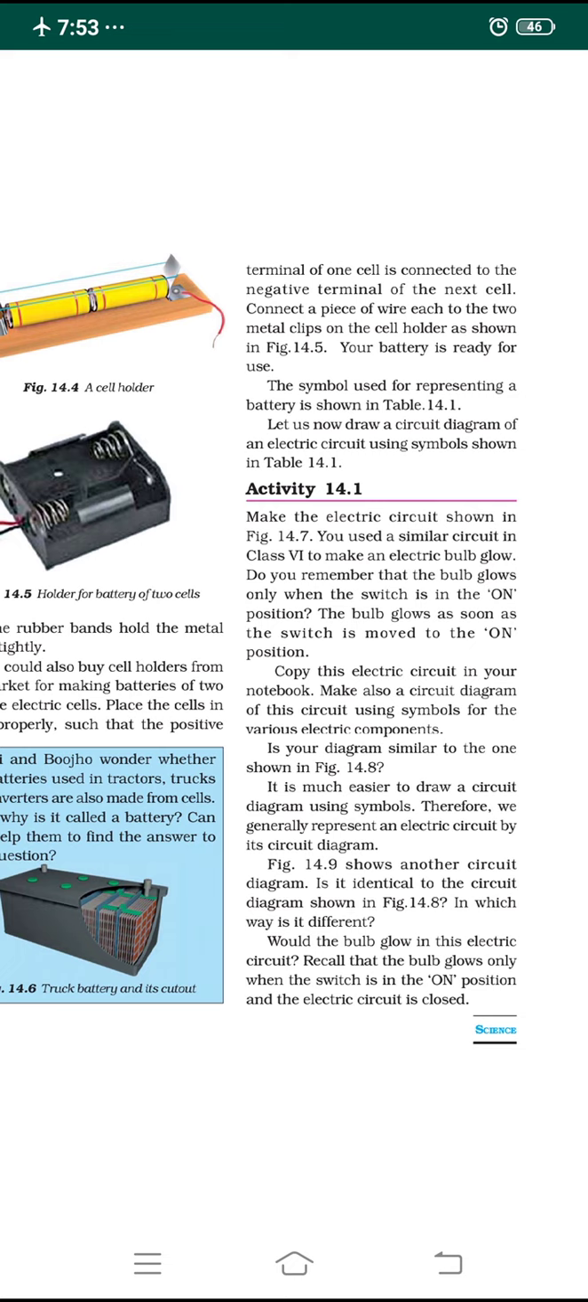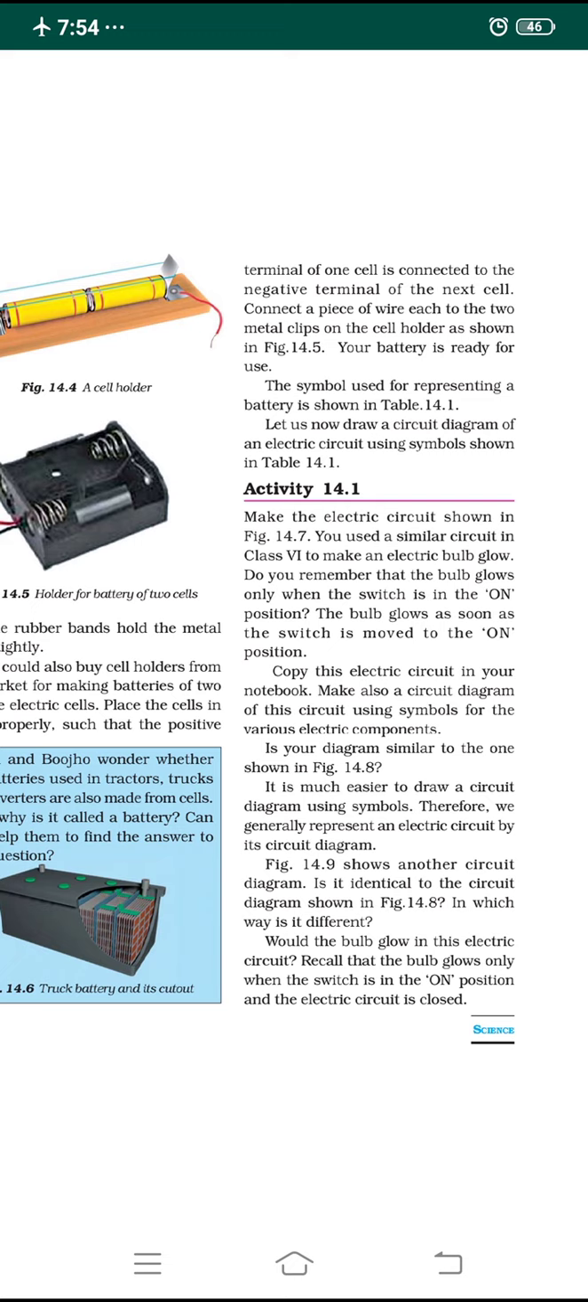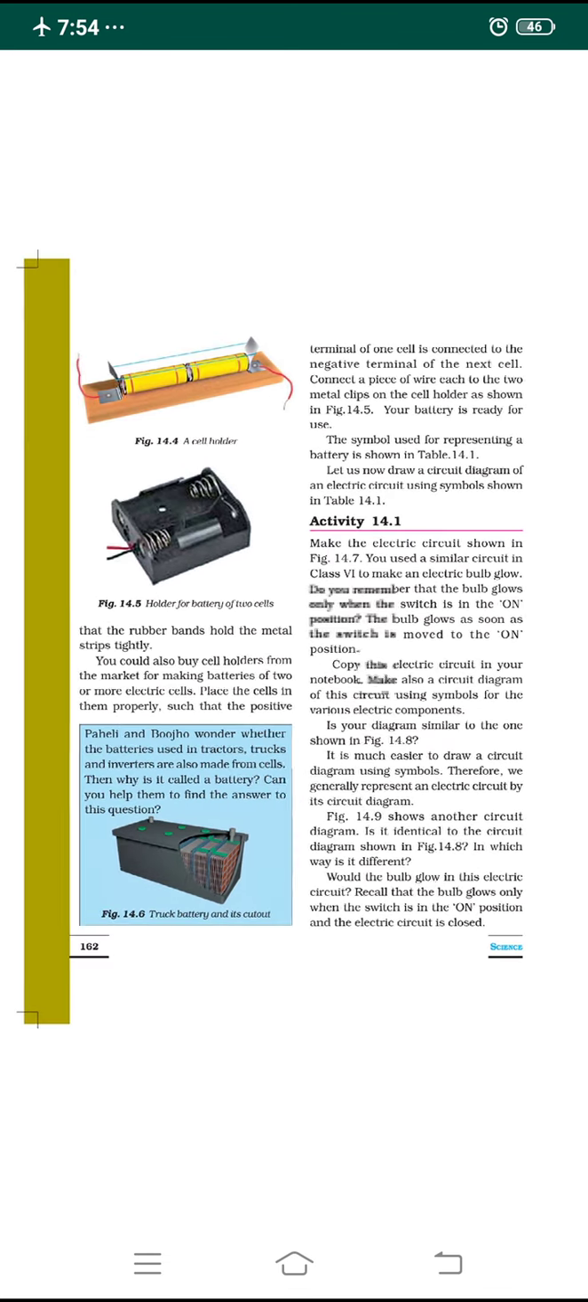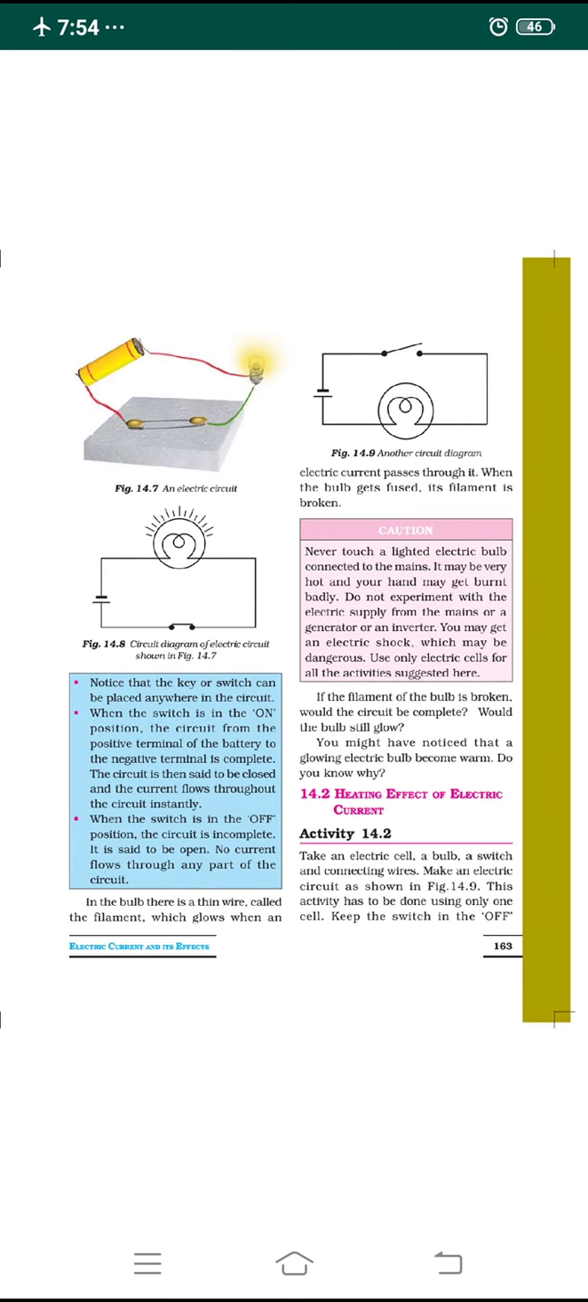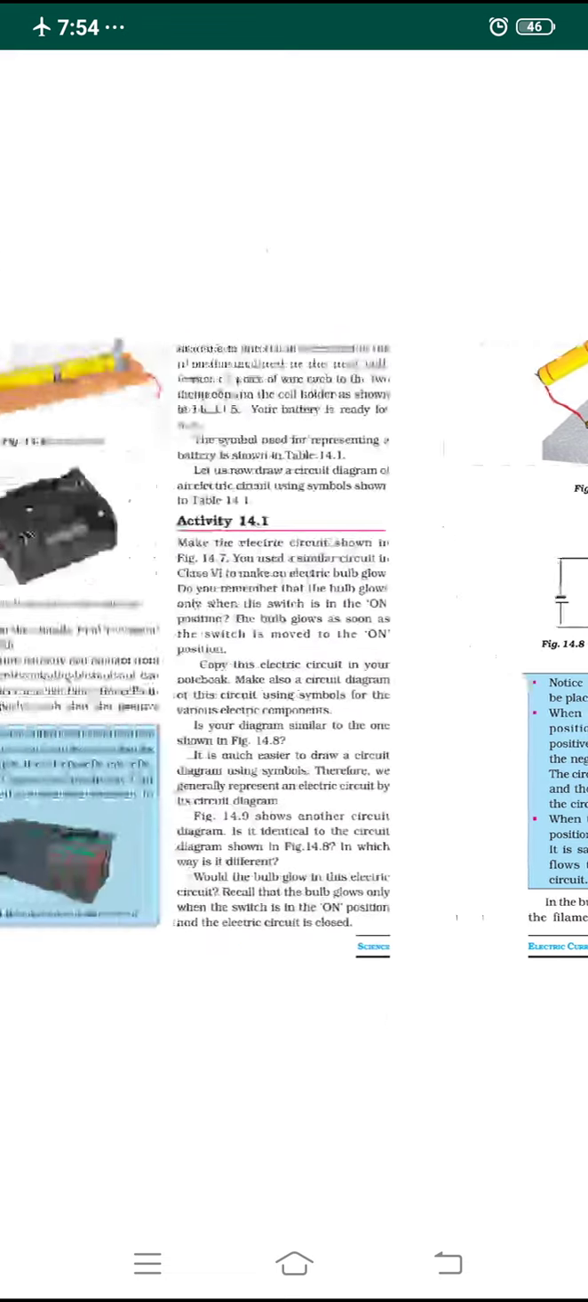The symbol used for representing a battery is shown in table 14.1, as already shown. Now let us try to draw a circuit diagram of an electric circuit using the symbols shown in table 14.1. That is activity 14.1. You have to make the electrical circuit shown in figure 14.7. It is shown there how you can make the electrical circuit, which can be represented with the help of symbols, as shown in figure 14.8.